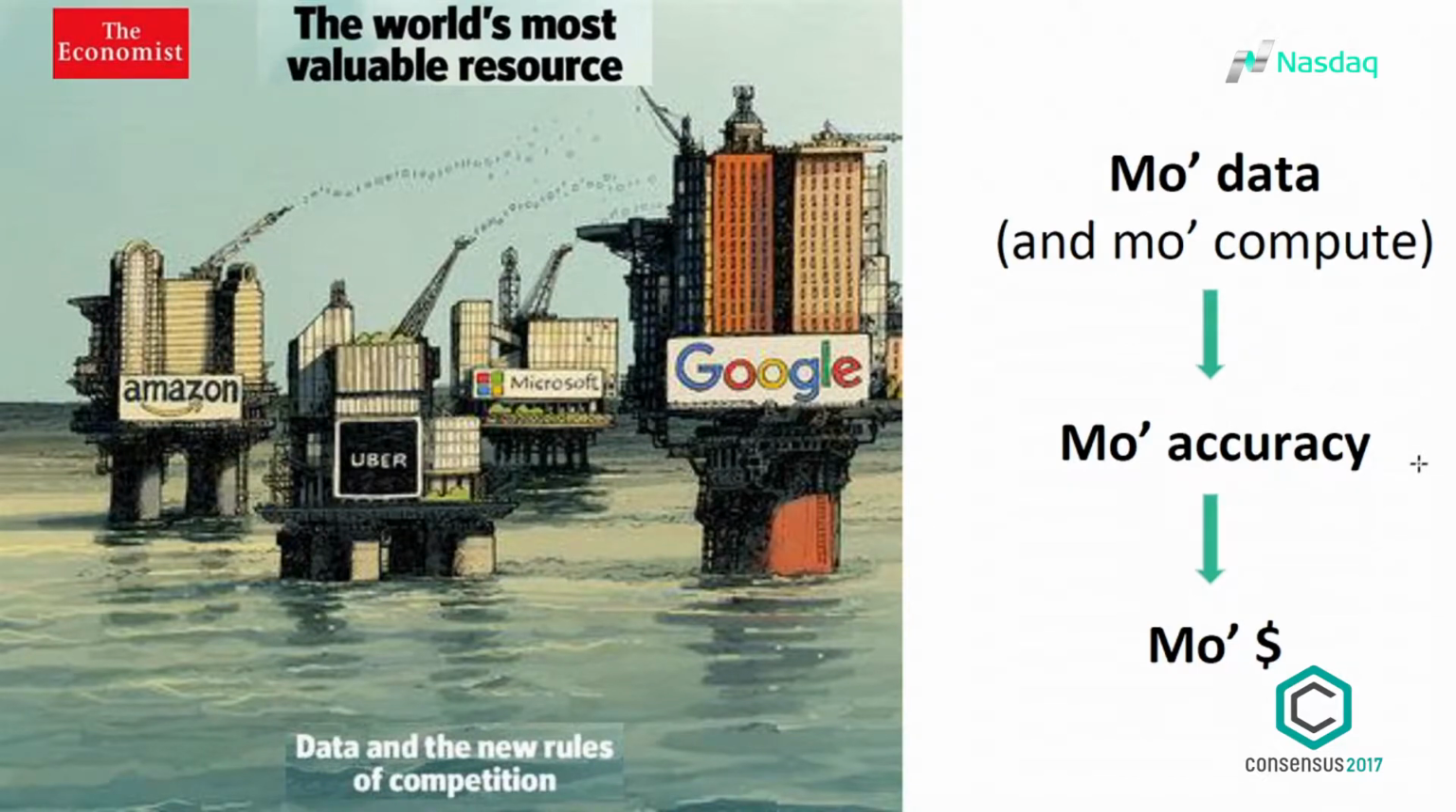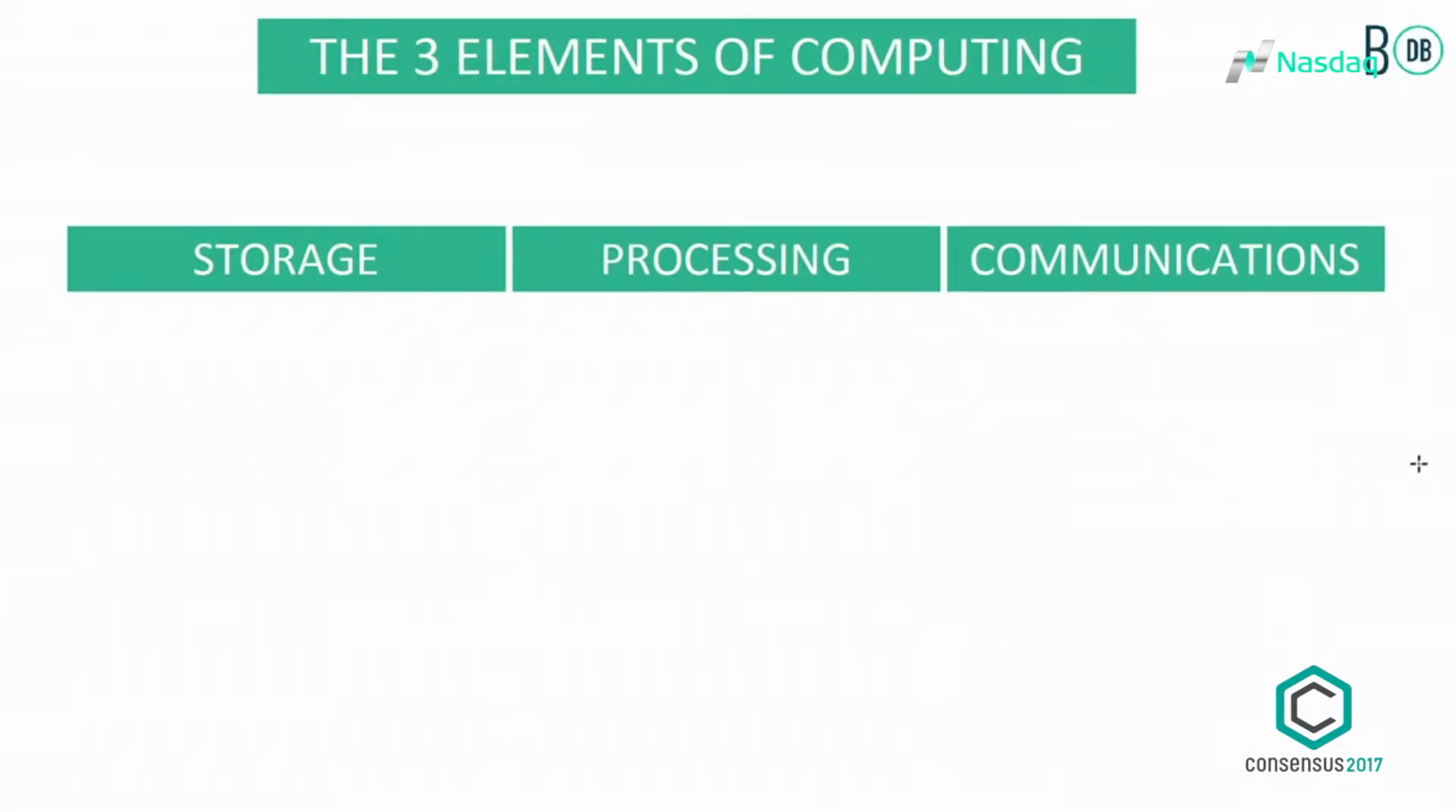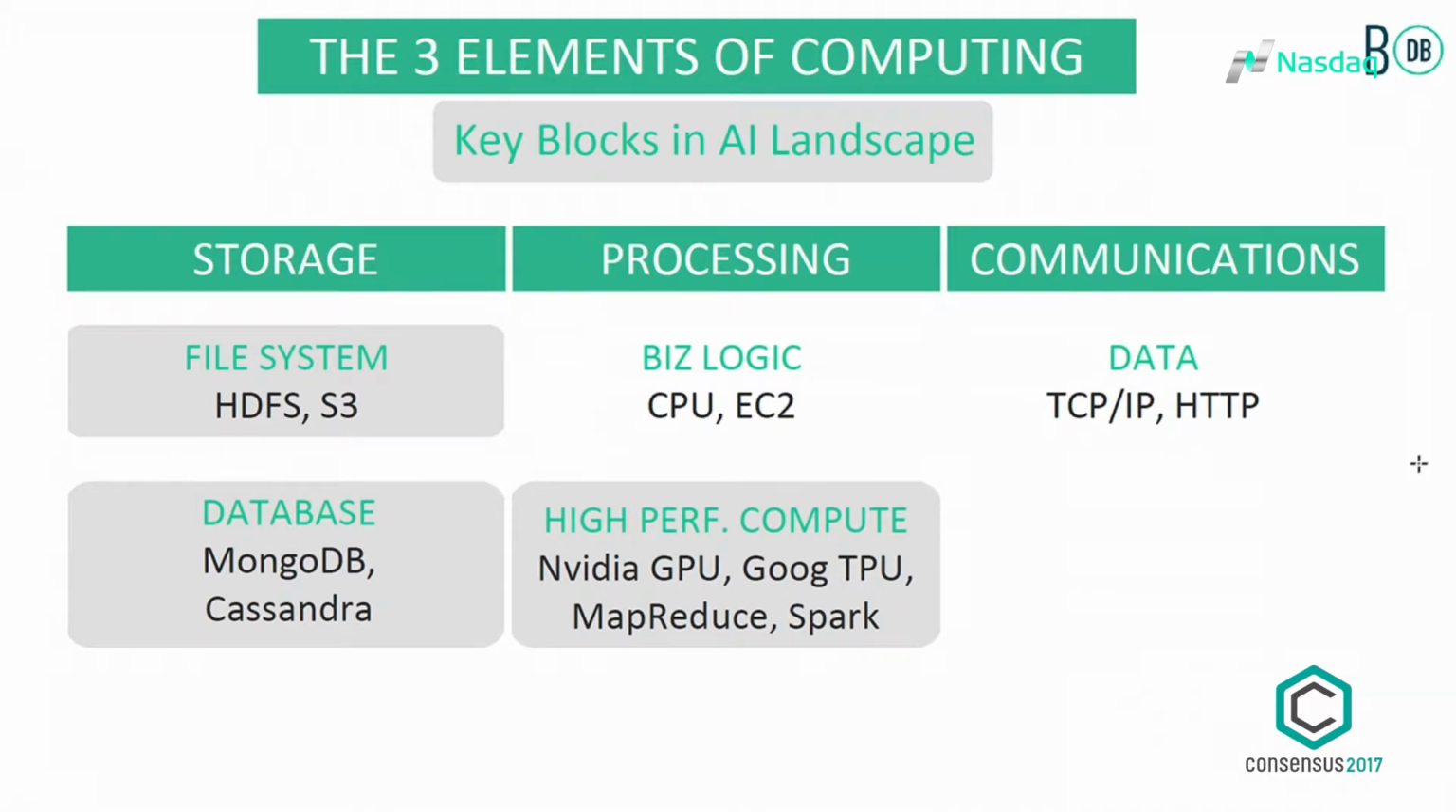There's dollars there. So let's ask, what do the AI algorithms look like in the context of the broader compute stack? And for first principles, let's look at the three elements of computing: storage, processing, and communications. Within each, these actually have subcomponents. With storage, we've got file systems, things like HDFS, Hadoop, S3 with Amazon. And then for databases, these are the big data databases that are powering things in AI, MongoDB, Cassandra, and more.